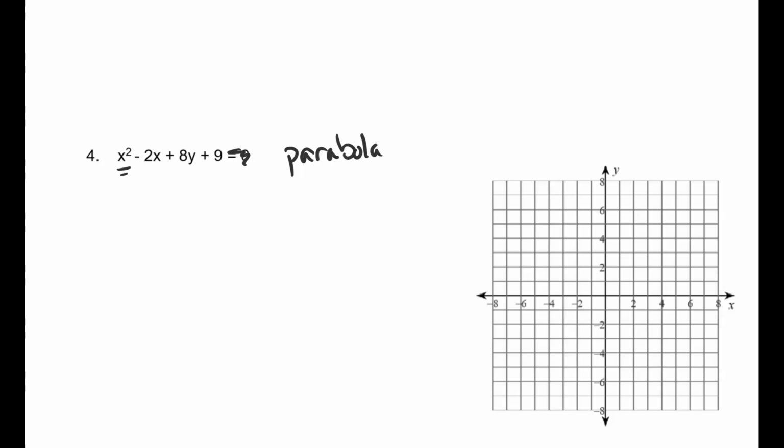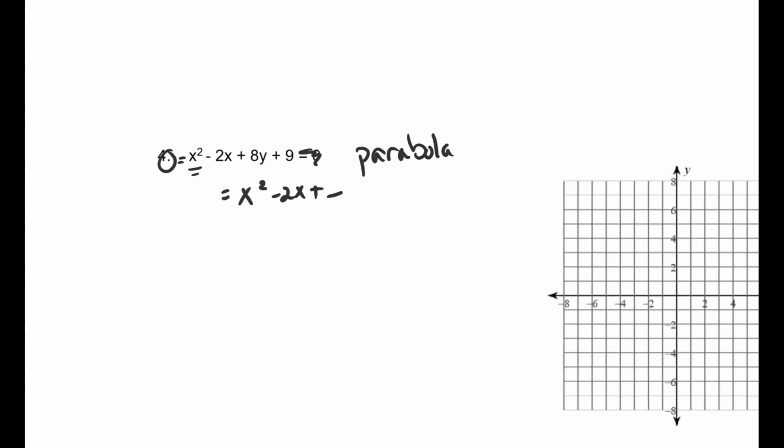And first thing I'm going to do is go this way. The reason I'm doing that is I can move the y over to the other side with our constant. So I'm going to go negative 8y minus 9 is equal to x squared minus 2x plus blank. Actually, I wanted to move that over a little bit so I can go negative 8y plus 9, minus 9 plus blank. And we do the completing the square process.